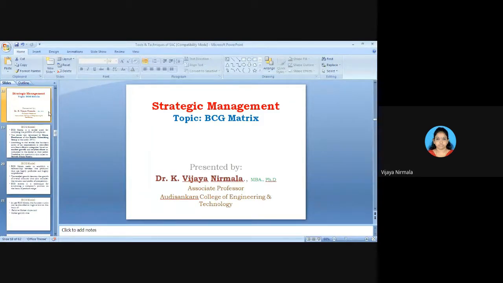Myself, Dr. Vijay Nirmala, Associate Professor in the Department of Management Studies, Adishankara Group of Institutions. And today we are going to discuss the BCG matrix. This topic is there in your subject, Strategic Management, and this subject is for MBA second year, fourth semester students. So the topic that we are going to discuss is the BCG matrix.